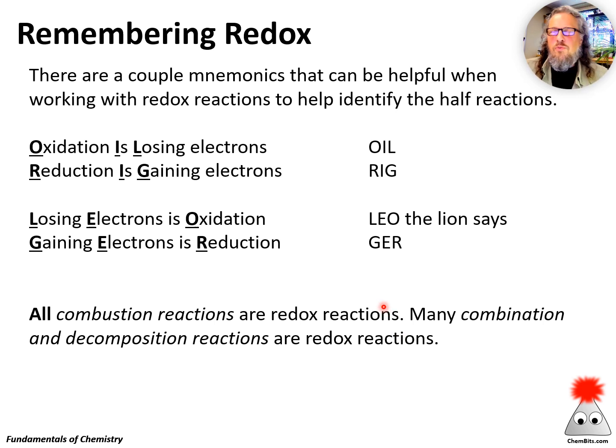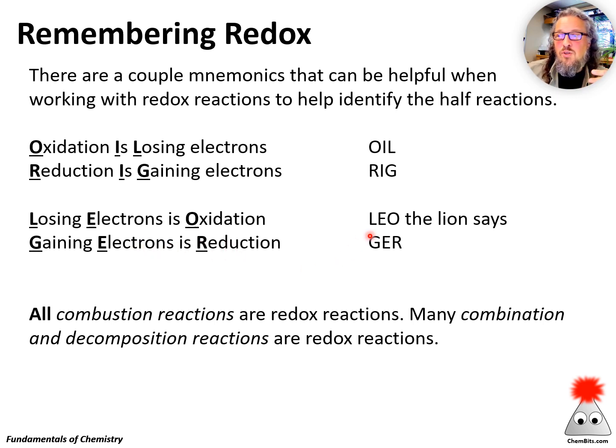There are a couple of quick little mnemonics that are sometimes helpful when we're talking about redox, and these both get you to the same thing. They're just two different versions of the mnemonic. So if we think about oxidation as losing electrons and reduction as gaining electrons, we can remember that with the mnemonic OIL RIG, right? Oxidation is losing electrons, reduction is gaining electrons. If you're not into petroleum, we can just rearrange the words. Losing electrons is oxidation, gaining electrons is reduction.